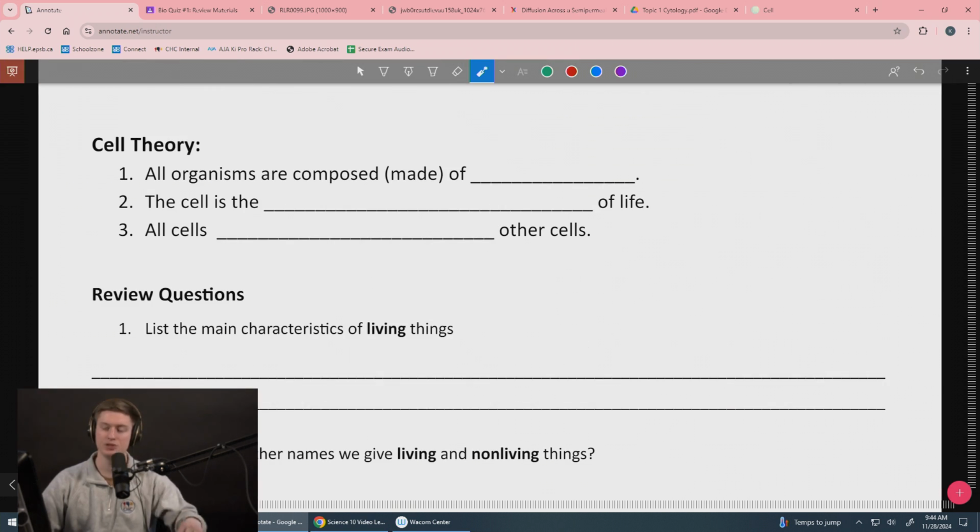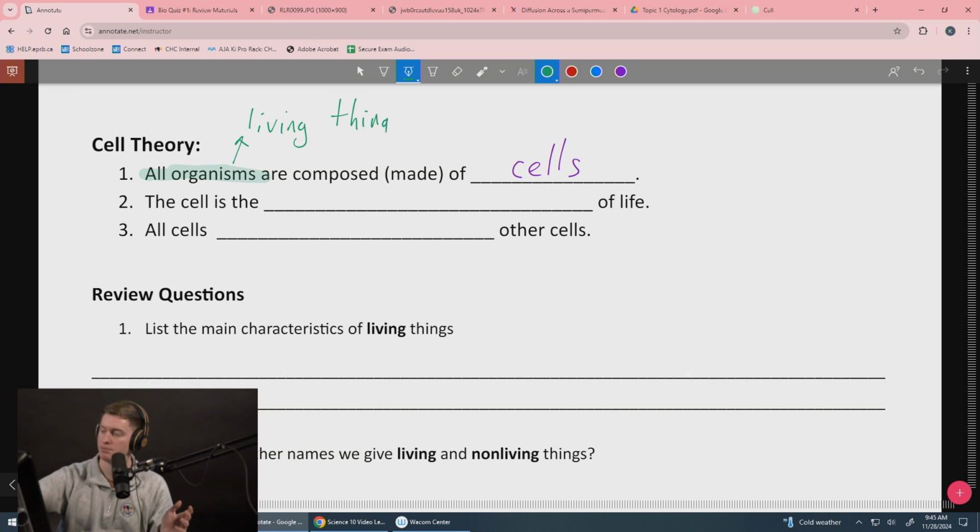That's going to bring us to where we're going to end off today, which is cell theory. And then cell theory will bring us to our next lesson where we talk about what actually is in a cell. Cell theory has 3 main points. First point, all organisms are composed of cells, meaning all living things. Remember, this word organism is biotic. All living things are composed or made up of cells.